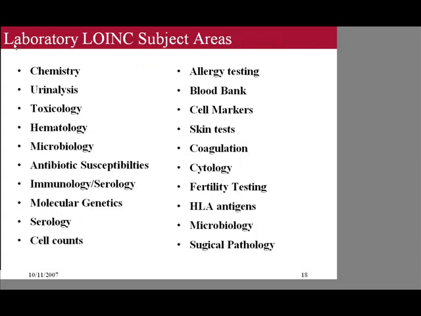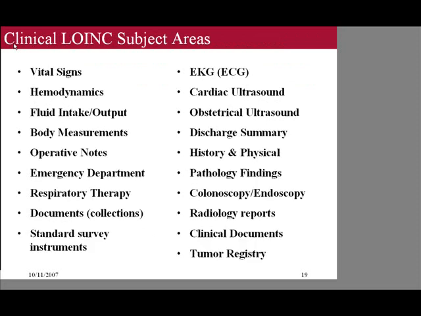Lab LOINC covers all of the usual kinds of things in the laboratory, like chemistry, urinalysis, blood banking, hematology, microbiology, molecular genetics, all of those kind of activities. And clinical LOINC are all of the things that you can measure on patients or images taken from patients: vital signs, hemodynamics, cardiac output, I/O, emergency department findings, standard survey instruments, document names. All of those things are part of clinical LOINC.